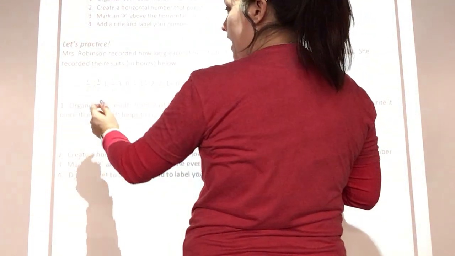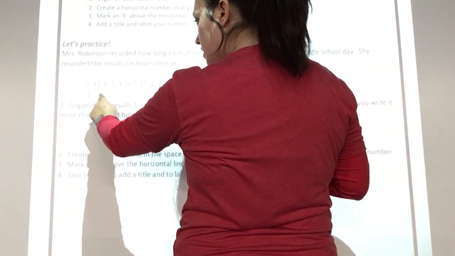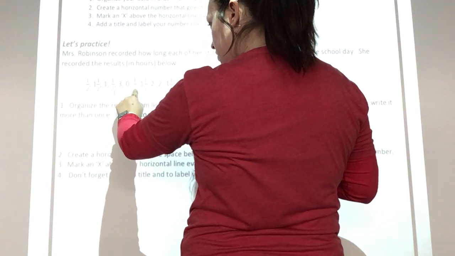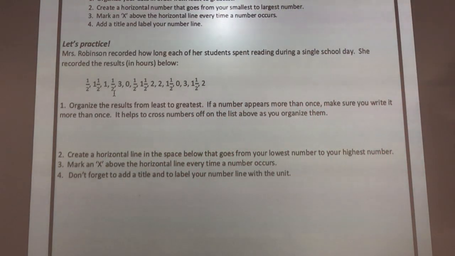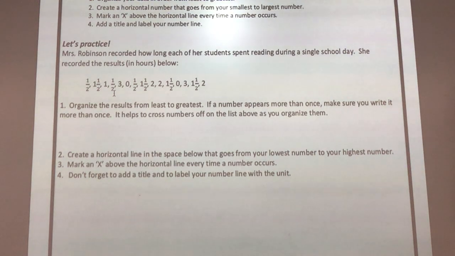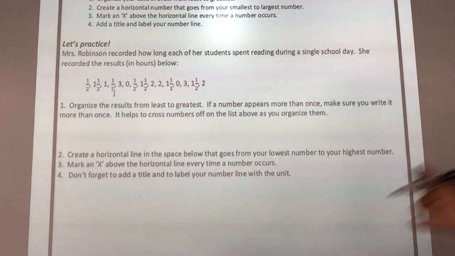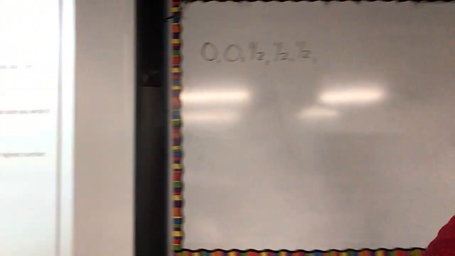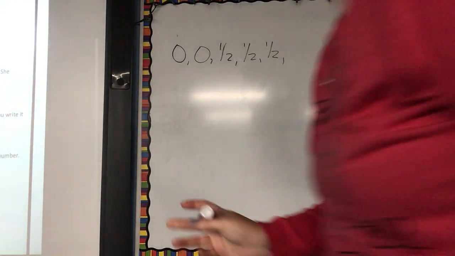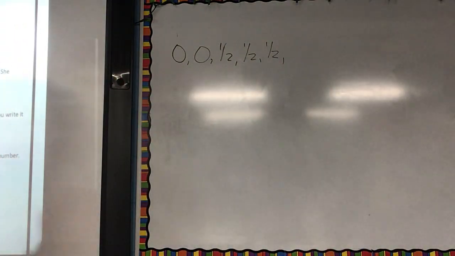All right, how many read for a half hour? 1, 2, 3. So 1/2, 1/2, 1/2. 3 times. I'm going to scroll you guys over here. You can write along with me then. All right, how many read for 1 hour? I see 1, and that's it.